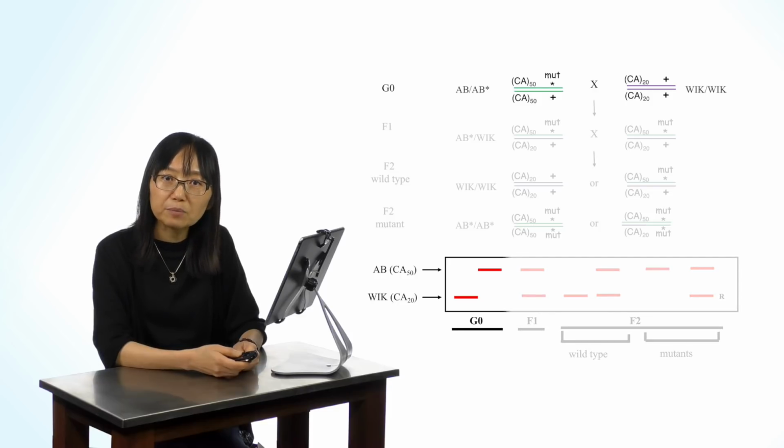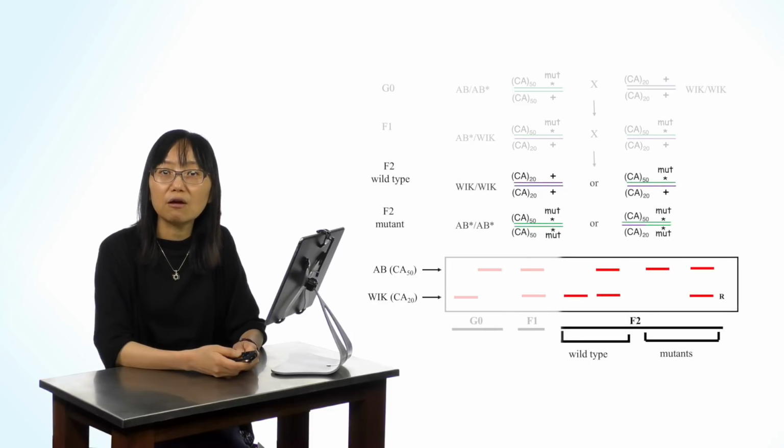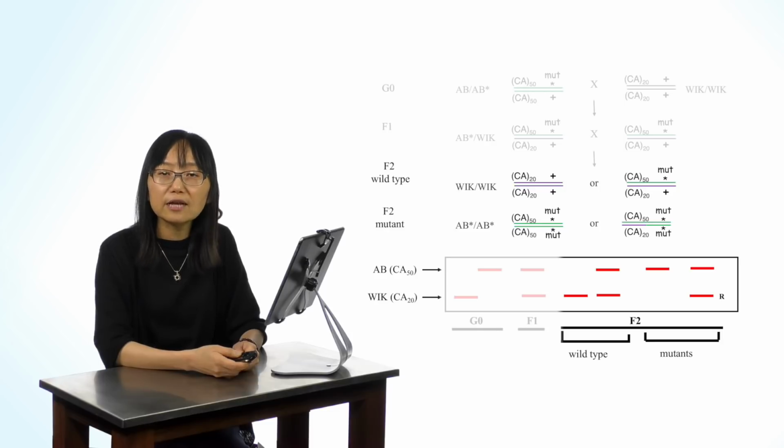The PCR fragment from the AB strand is larger than the PCR fragment from the wik strand, so it runs slower. F1 individuals are heterozygous, therefore you will detect two bands. When you examine the PCR fragment of the F2 individuals, you need to pay attention to their phenotypes. Because zebrafish embryos are transparent, you can easily observe the phenotypes.